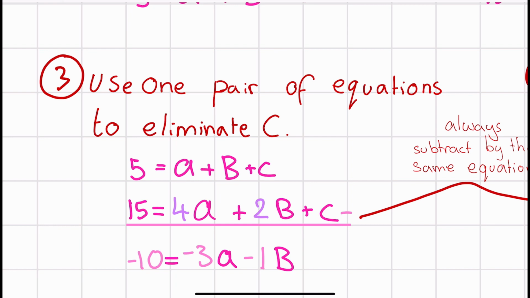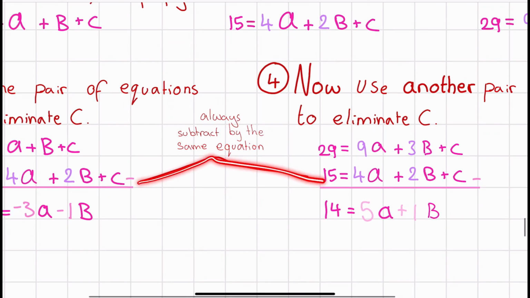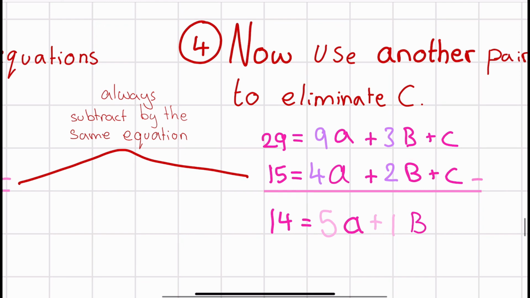Now let's form another equation where c is not present, so I'm going to find a separate pair of equations, always subtracting by that same one equation that I've subtracted before, and then we will end up with an equation that does not have c.